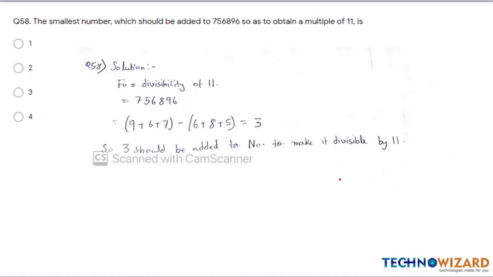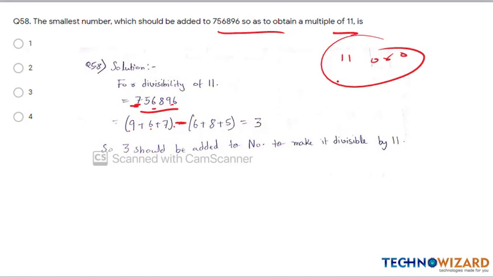Question number 58. The smallest number which should be added to this number to obtain a multiple of 11. You can check this by applying the divisibility rule of 11. This is the number. On applying the divisibility rule of 11, we take the odd-place digits 7, 6, 9, adding 9 plus 6 plus 7, and the other digits 6 plus 8 plus 5, and we subtract. If on subtracting we get 11 or 0, then it is a multiple of 11. Here we are not getting 0 or 11, we are getting 3. Therefore the number 3 will be added to this number to obtain a multiple of 11.